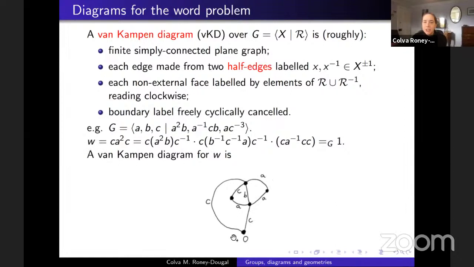But if I read around each individual face, so let's take this one here, I'm going to see A, because the A is on this side, C inverse, because the C is on the other side, C inverse, which is exactly this relator here. If I read around this face, I'm going to see A inverse C B, which is this relator. And if I read around this one, I'm going to see B inverse, A inverse, which is the inverse of this one. There is a way to demonstrate how you make W from this expression, which I won't do. But anyway, this is what a Van Kampen diagram looks like.